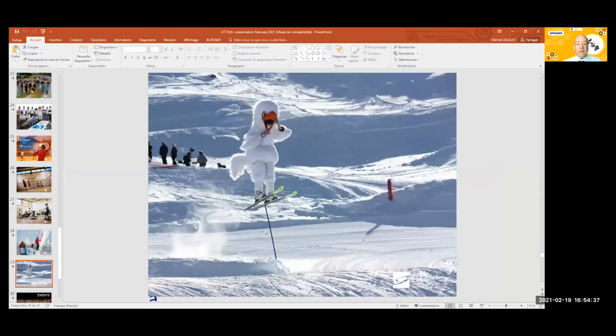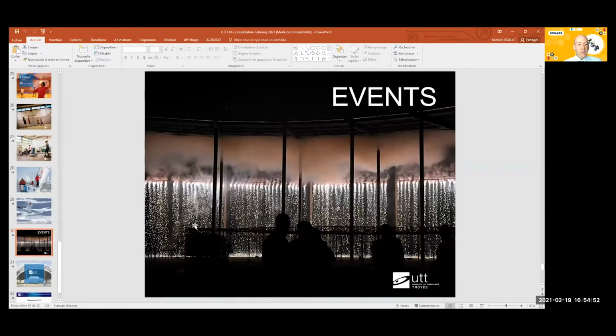And we also organize some activities for students, like a ski trip every year. It's possible for the visiting students to take part in the ski trip as well. And we have special events like the gala that takes place every year at the end of the year.